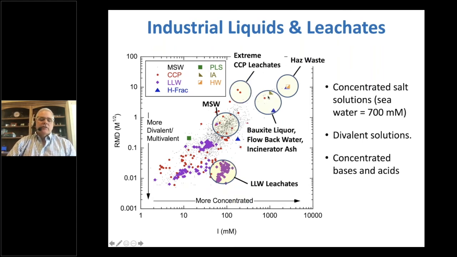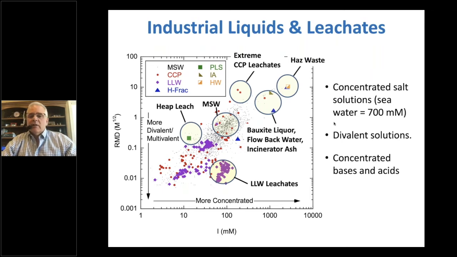And other things, you know, some of the extreme coal combustion product leachates, they're different. They're not like MSW leachates. So what we know about MSW leachates may not apply to these other liquids. And so we need to begin to think about the impacts of that. Just to put it a little bit in context, seawater is about 700 millimolar salt water, all right, 700 millimolar. We're dealing with some solutions which are much more concentrated than seawater. So they're very, very salty, and we still have to contain them.